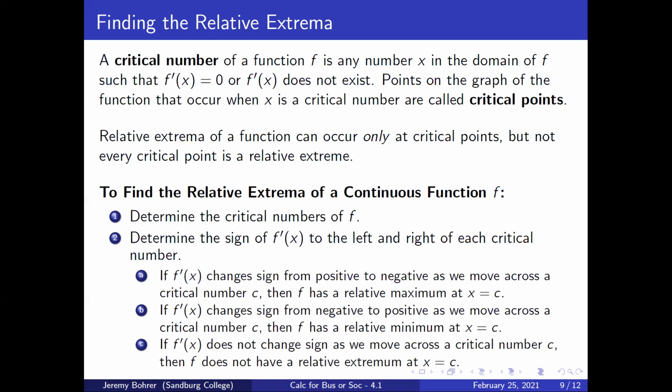If f prime of x changes sign from negative to positive as we move across a critical number c, then f has a relative minimum at x equals c. And if f prime of x does not change sign as we move across a critical number c, then f does not have a relative extremum at x equals c.